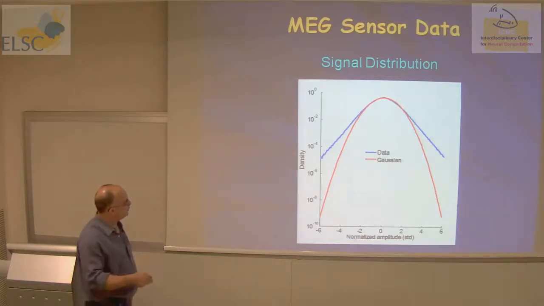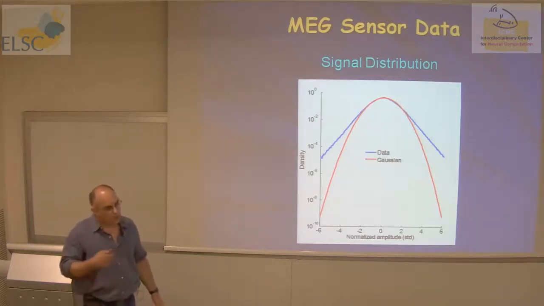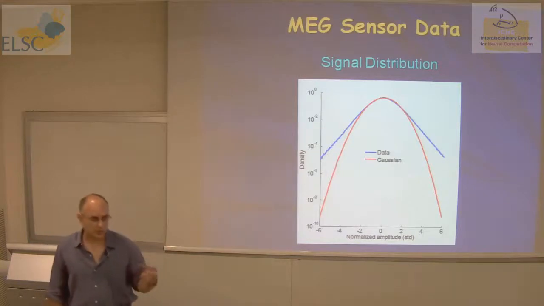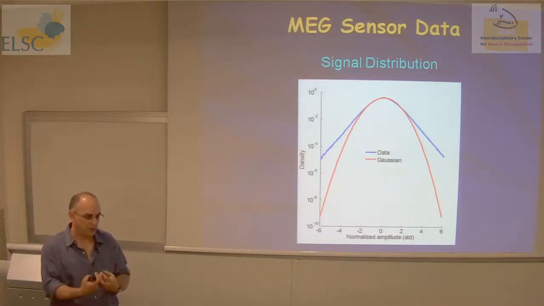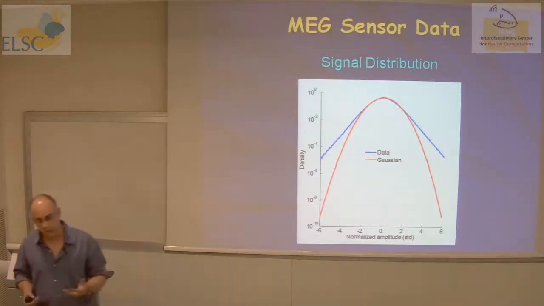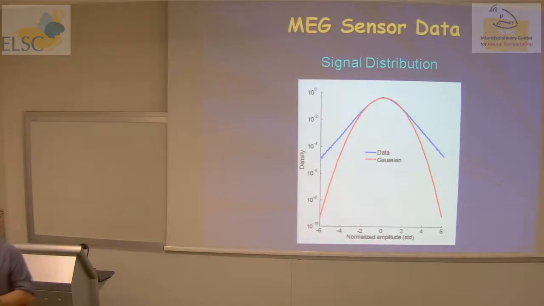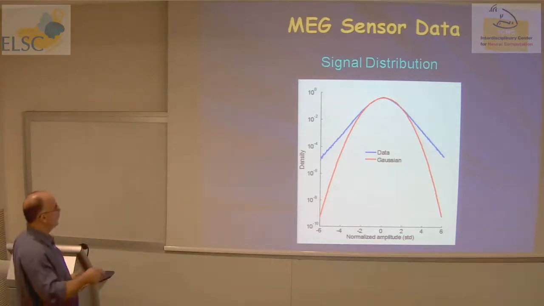The red curve is the best fit Gaussian. The main idea is that each sensor just sums up many electromagnetic sources in the brain. If those were independent, if it was just pure noise, we would expect to get Gaussian behavior. But we can see that there is a deviation. Of course, some subjects behave differently.